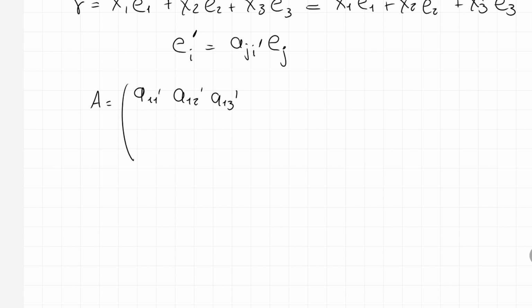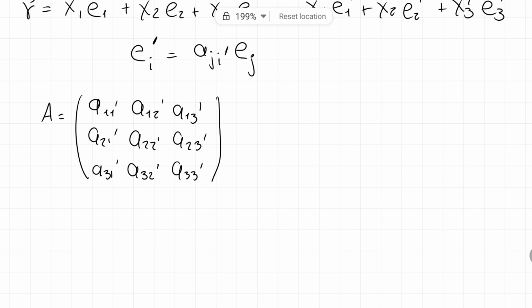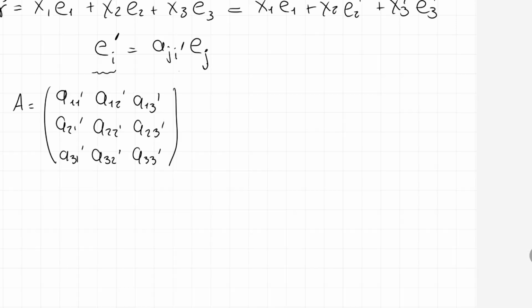You see the way we are going. If you don't remember your linear algebra courses, this is just expressing the prime basis in terms of the other basis, and these elements represent the components of this vector in terms of the natural basis that we defined. There can be many different transformation matrices. In this case, we will be interested in a particular one that is known as the rotation matrix.